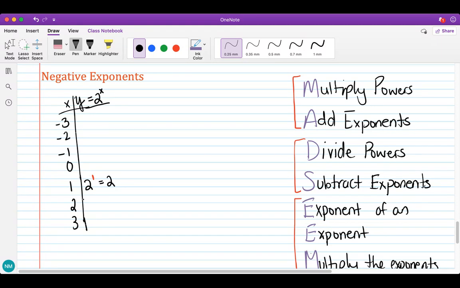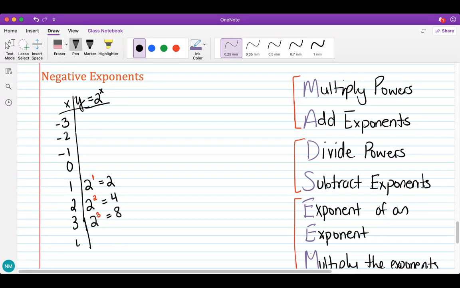I'm sorry this is crooked, but you'll get over it. 2 to the first power is 2, because just 2 is 2. What about 2 to the second power? Well, 2 to the second power is 2 times 2, which is 4. Okay, now what about 2 to the third power? Well, 2 to the third power is 2 times 2 times 2, which is 8.